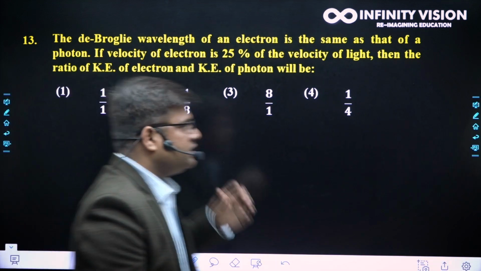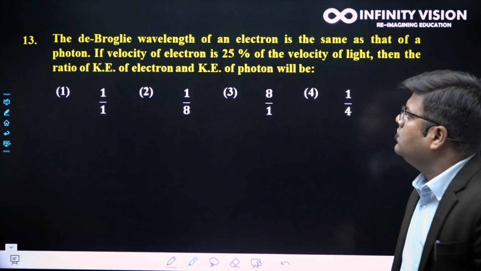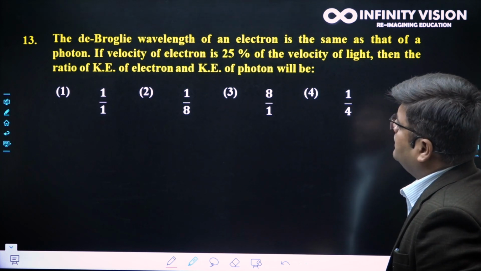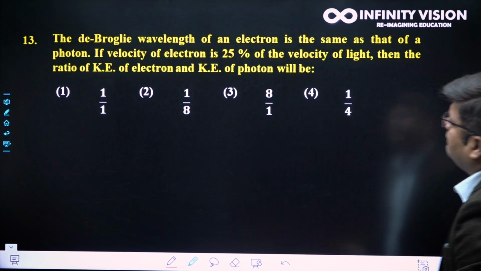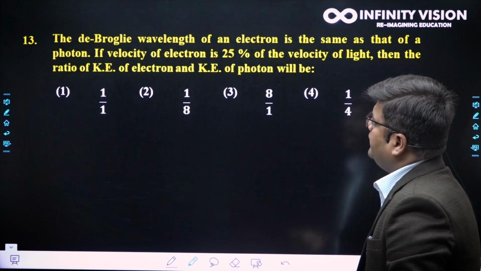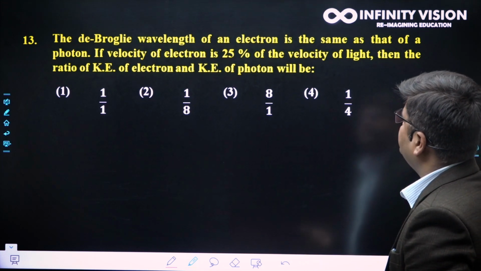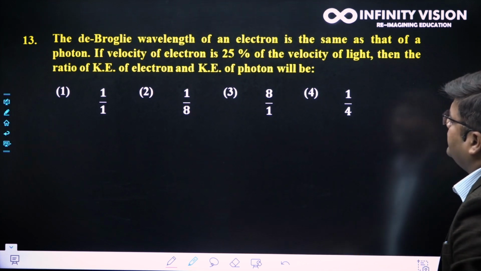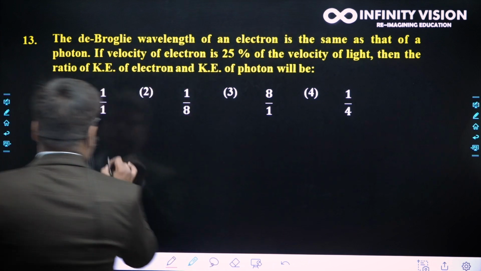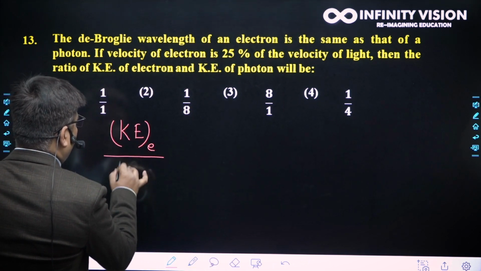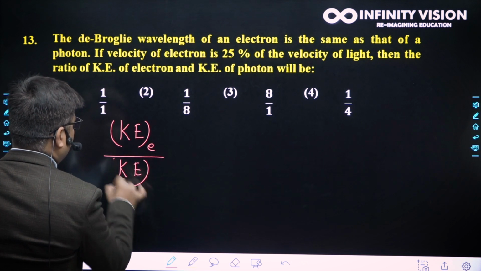Now the second question, this question is from de Broglie wavelength, modern physics, dual nature of matter and radiation. This particular question says that the de Broglie wavelength of an electron is the same as that of a photon. If the velocity of the electron is 25% of the velocity of light, then the ratio of kinetic energy of electron and kinetic energy of photon will be. Now in the question they are asking the ratio of kinetic energy of electron upon kinetic energy of photon.